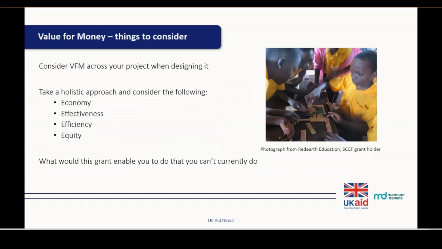In terms of value for money, you really need to consider the following: economy, effectiveness, efficiency, and equity. Make sure you're taking a holistic approach rather than focusing on how your project fits into each of these areas. Economy analyzes unit costs and inputs, so consider whether you are getting the best quality of inputs at the best price. How will you measure this and how often?